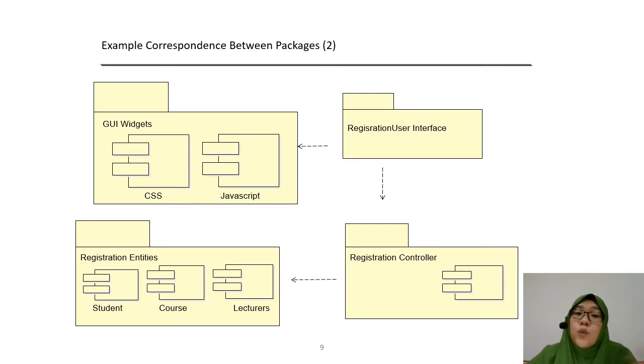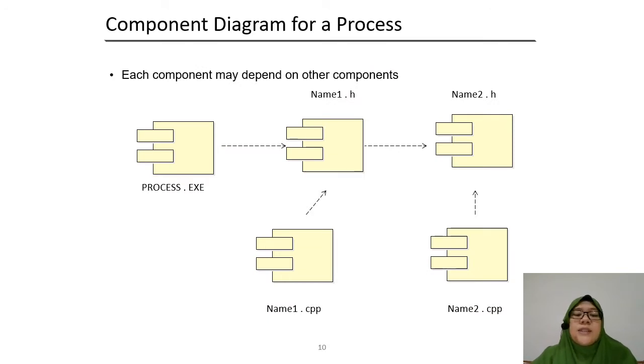So this is another way, right? You can actually do it. So this one is also using just the dependency relationship. Okay, simple, right? Okay, so this is another way as well. So this is you using a component diagram to represent a process, right? So your process can be maybe a registration process, a course selection process, whatever process that you compile to an exe file.